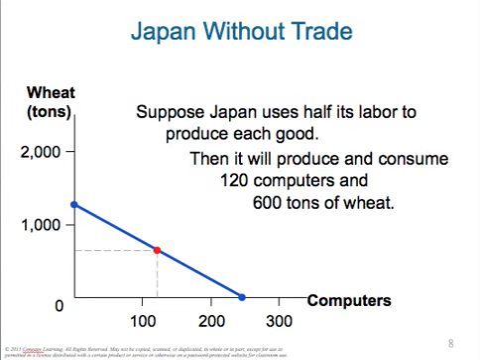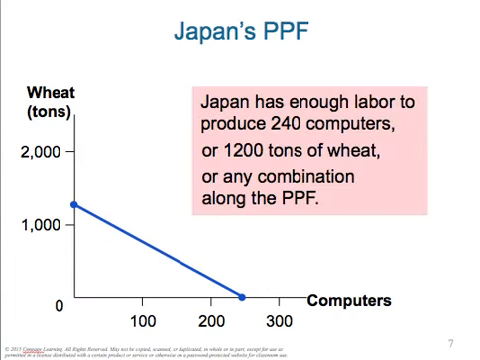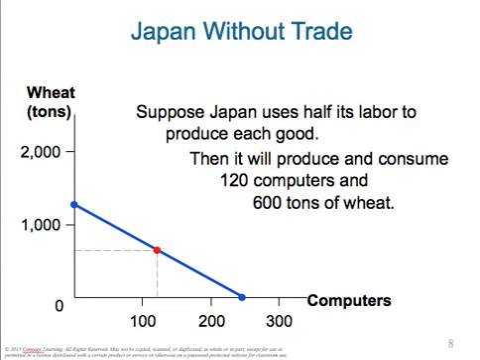So let's look at Japan without trade. Suppose Japan splits its labor in half to produce each good. Then it would produce and consume 120 computers and 600 tons of wheat. So again, going back here, 240 computers max, 1,200 tons of wheat. Cut that in half with labor hours, and you have 120 computers and 600 tons of wheat.